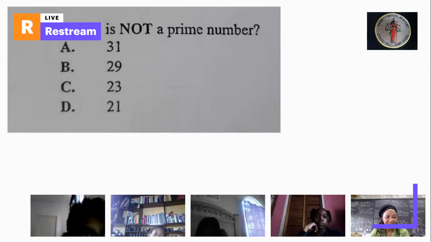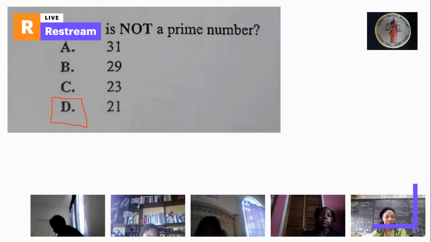All right, so who said they wanted to read this? Madison, go ahead. Which is not a prime number? A, 31, B, 29, C, 23, or D, 21? Miss, I say D, 21, because it can be divided by 7. What do we call numbers like 21 that can be divided by other numbers? Composite. Composite, correct. So are all the other 3 prime? Yes, Miss. So 31, 29, and 23 each only have two factors, themselves and one.